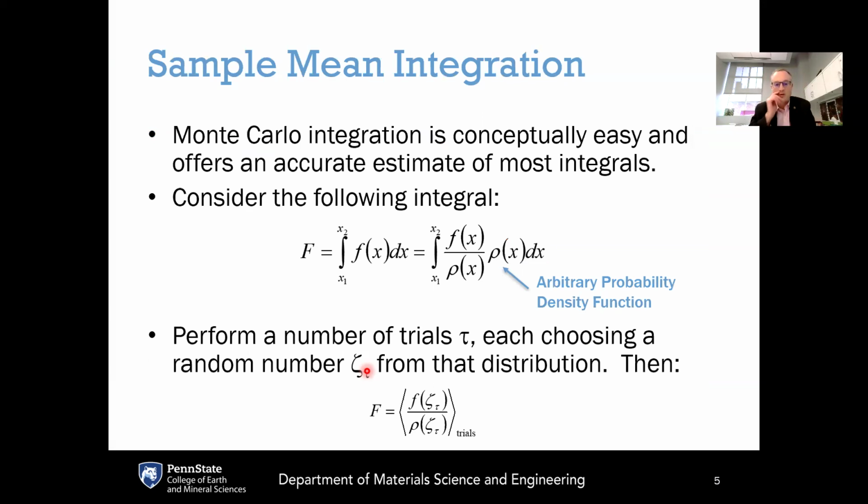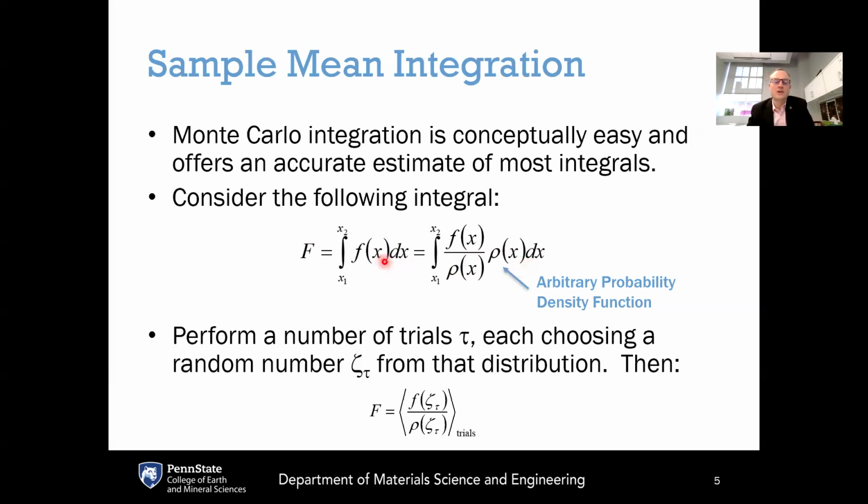So let's consider, what if we have the following integral shown here? If this is the integral capital F, which is an integral of this function f of x integrated over x between the limits of x1 and x2. What we can do is multiply this function by 1, but we multiply by 1 in a fancy fashion. So if you take this rho of x function divided by the rho of x function, that is 1. And this rho of x is some arbitrary probability density function.